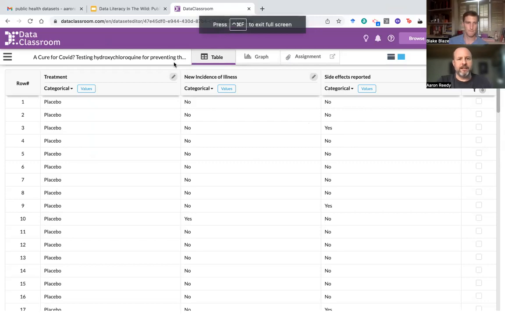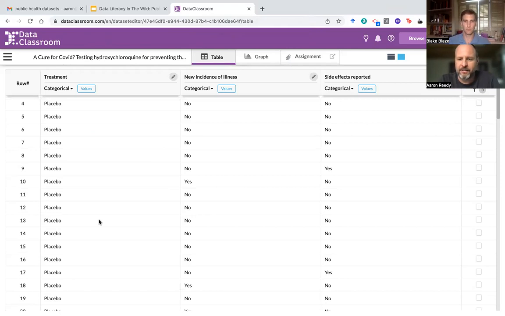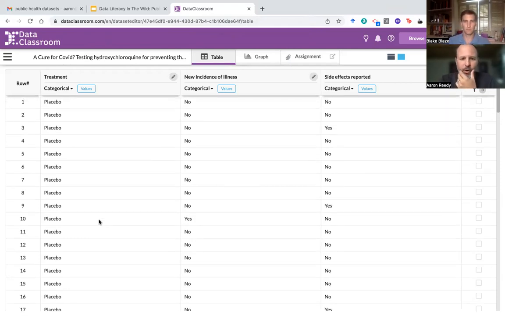And so this is our data set, an incredibly simple data set in terms of structure. We've just got 3 variables here. Each of the 870 patients in this study is an individual row. This is, I think, a good example of data organized in tidy format, where each variable gets its own column. The variables recorded were treatment, which is either hydroxychloroquine or placebo, and then the other two variables are new incidents of illness and side effects reported.